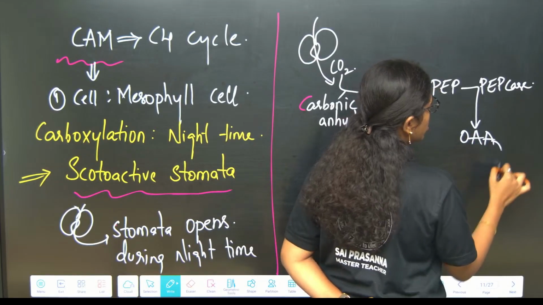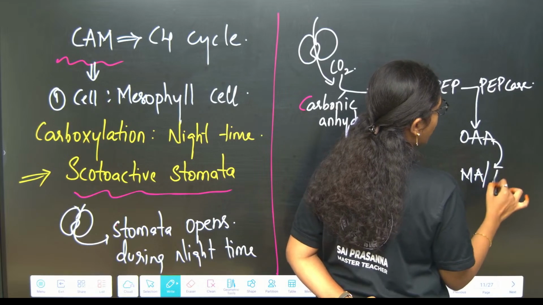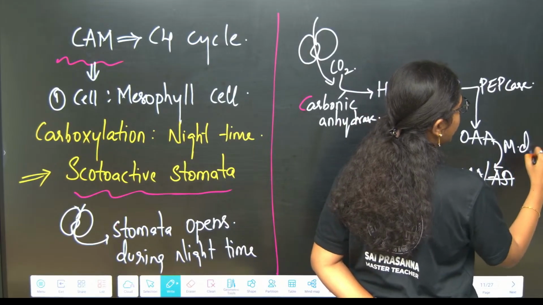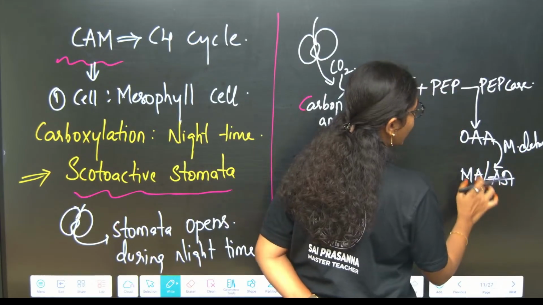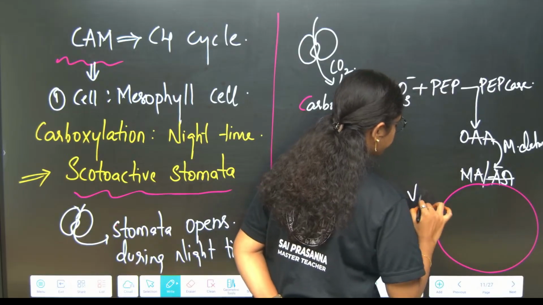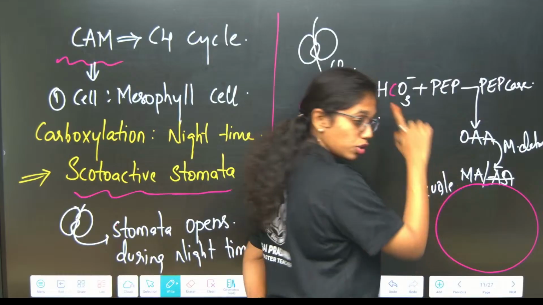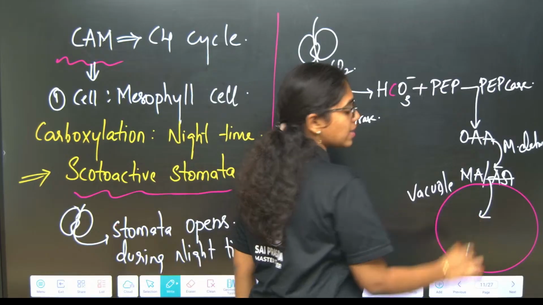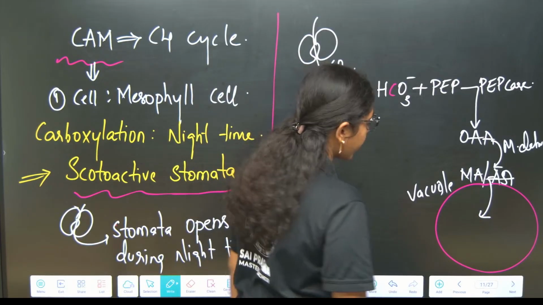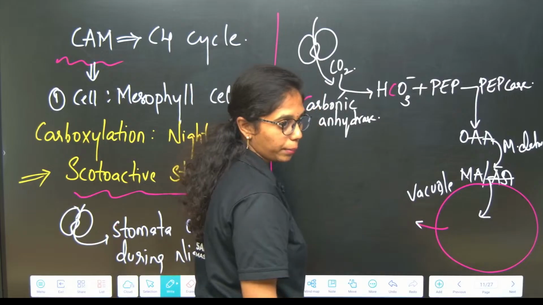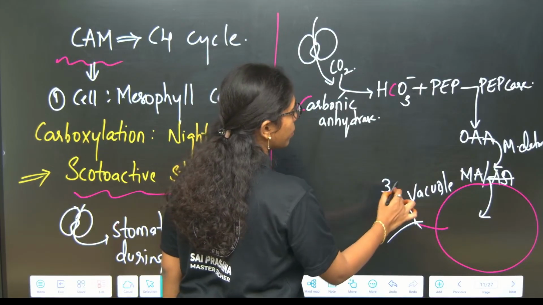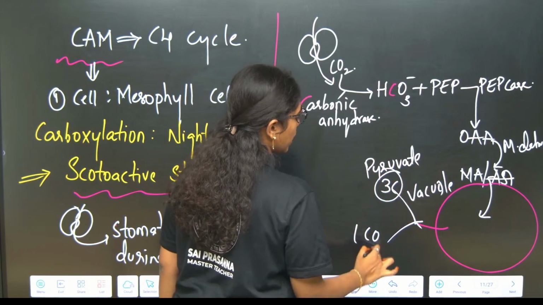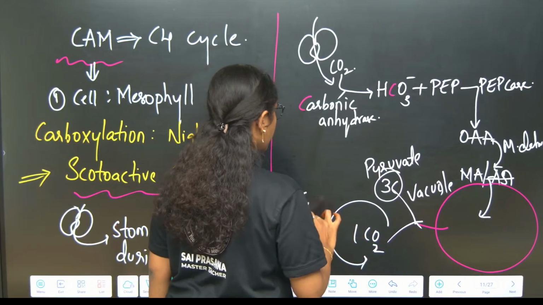What is the primary product formed? Oxaloacetic acid, which is changed to malic acid or aspartic acid. By what enzyme? Malate dehydrogenase. Okay, this will enter into the vacuole. In C4 it goes to bundle sheath cells, but here it is entering into what? Vacuole, and this is stored inside the vacuole during night time. During daytime, this malic acid or aspartic acid will come out. This will be decarboxylated to 3-carbon pyruvate and 1 carbon dioxide. This 1 carbon dioxide will run what? Calvin cycle.